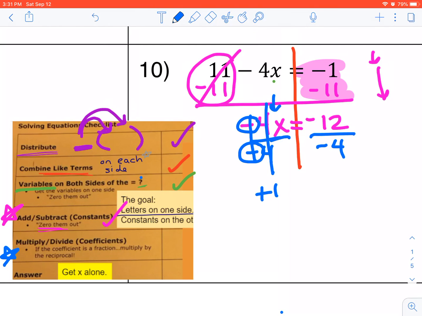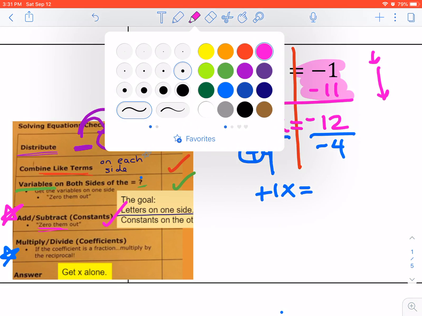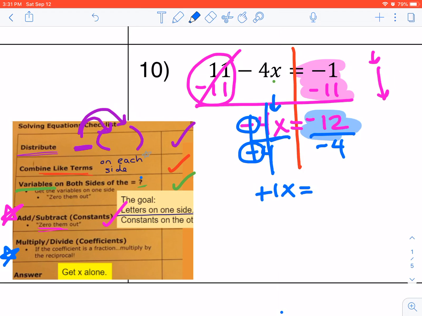So we have a plus 1x equals, and then if you need to, again, you can get on Desmos and type this in, and it just so happens we are going to get the same answer as we did on the last example. The answer will not always be a 3, but in this case it is. 12 divided by 4 is 3. A negative divided by a negative is a positive. And we usually do not write the answer looking like what I have. We're going to clean it up and simplify it. A positive 1x can be written like this, just an x, equals 3.